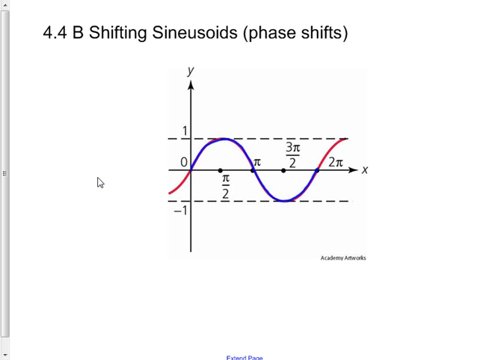Okay, we're talking about shifting sinusoids. Sinusoids just means things that have sine, and things that are like sine, like cosine is even like sine. Yeah, it's a pretty brutal word.